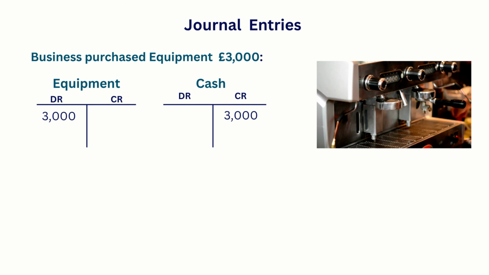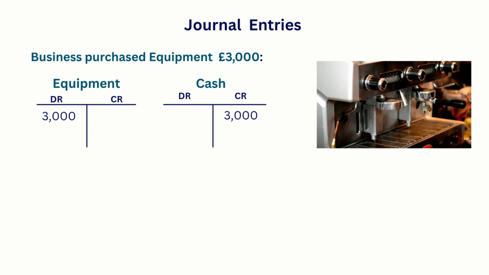Now let's record it. On the left side, we record the equipment. Because it increased, we put £3,000 on the debit side. Then we look at cash. Cash has decreased, so we record £3,000 on the credit side. Now, let's go one step further.